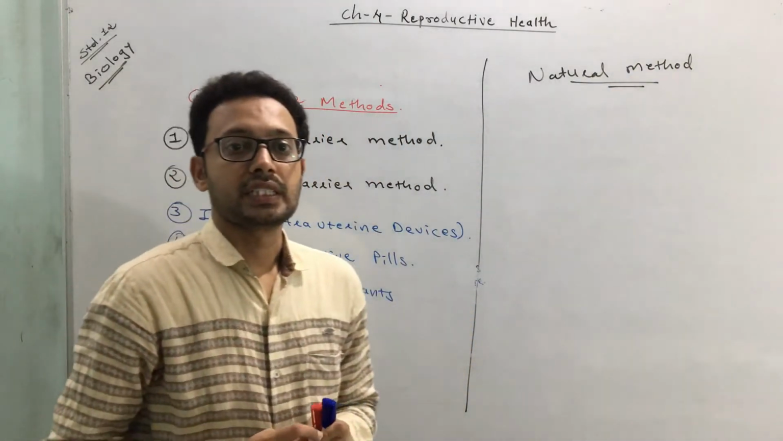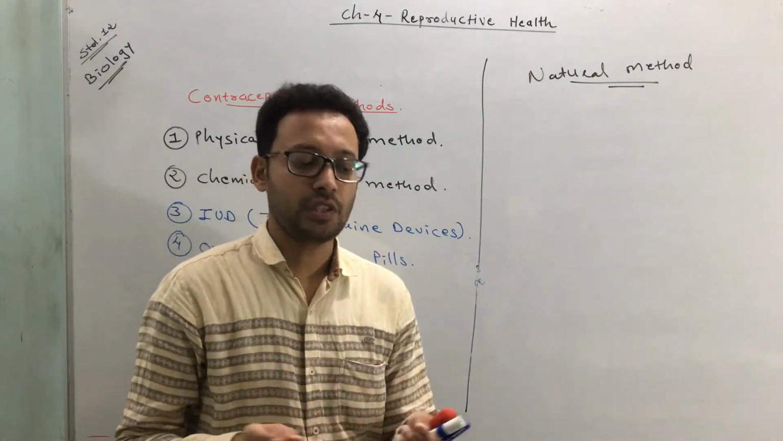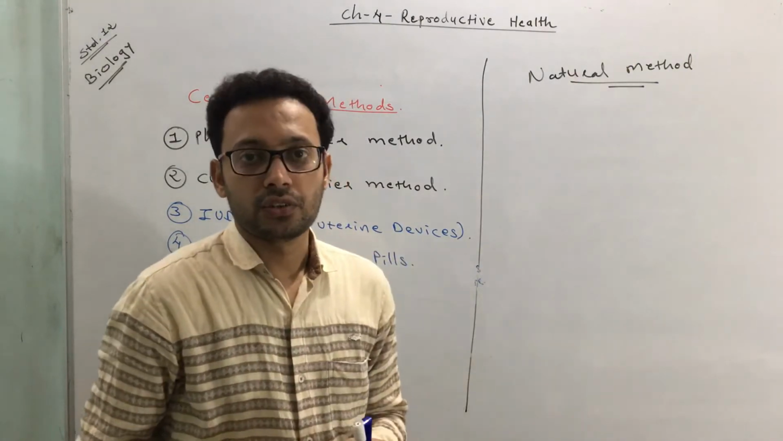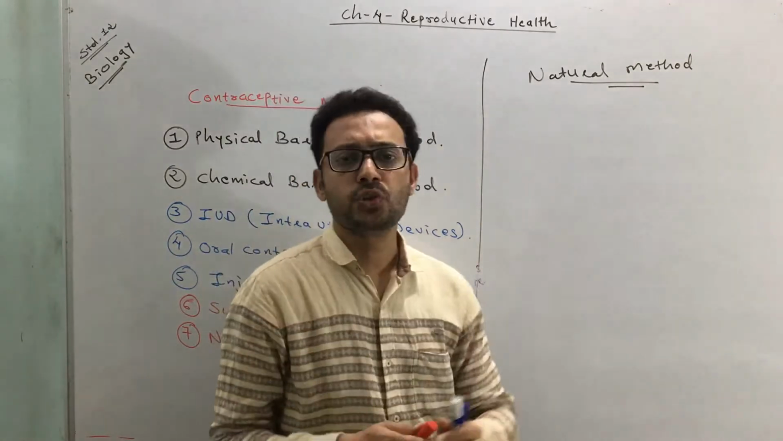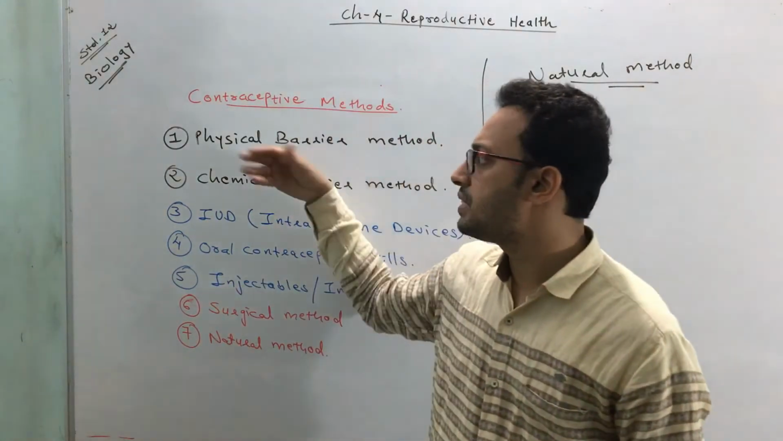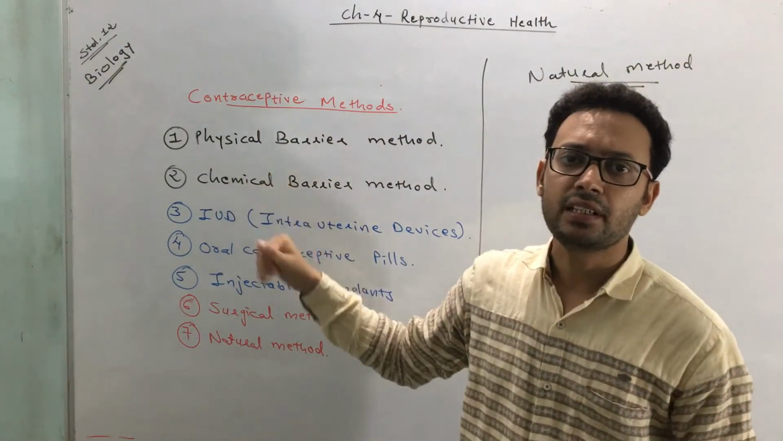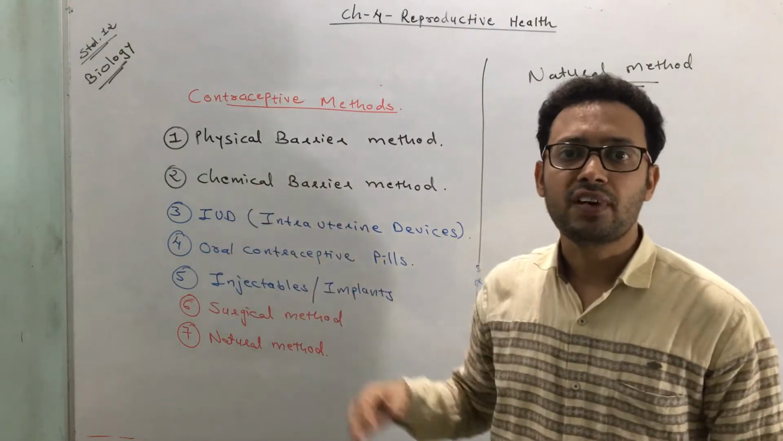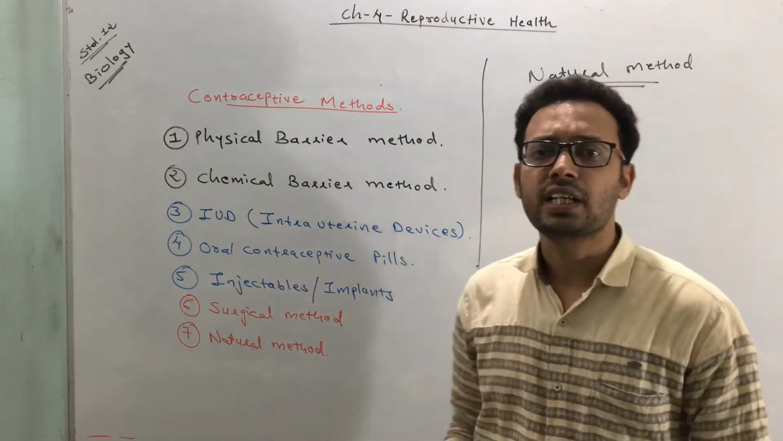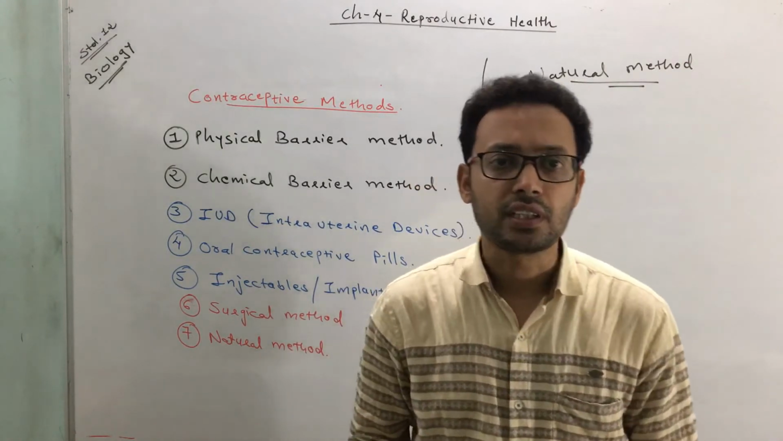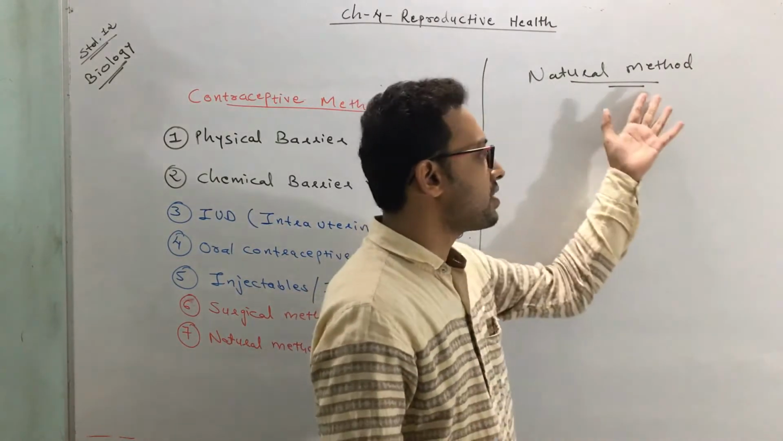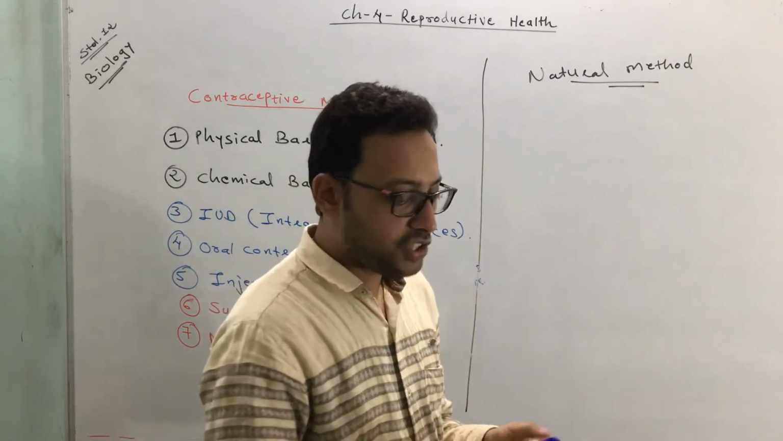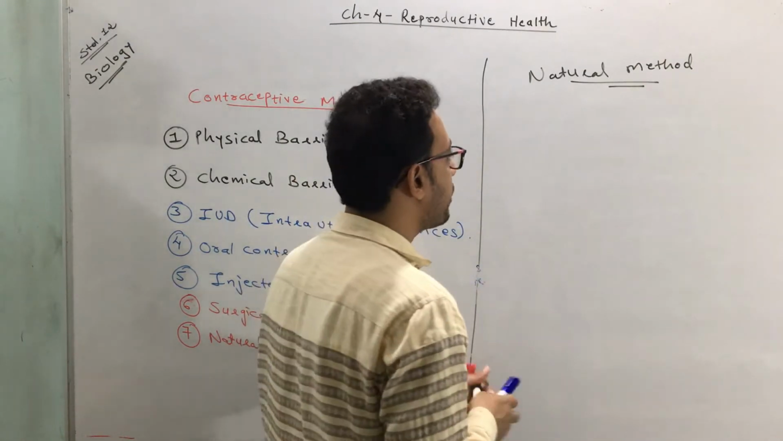Natural method. This is also called the traditional method, which has been performed for a long time. It is a natural method: no use of any physical barrier, no chemicals, no oral contraceptives, no IUDs, and no surgical interventions. It is performed naturally, so that is why it is called a natural method. The natural method of contraception includes 3 methods.